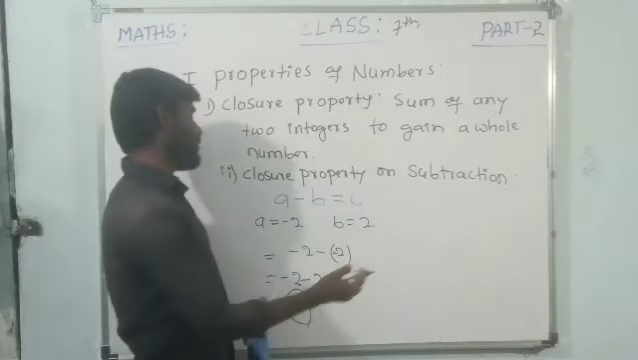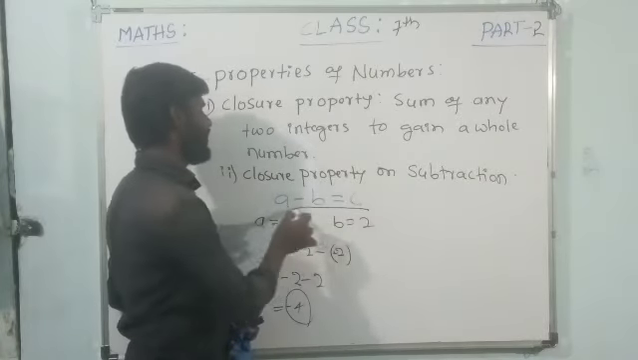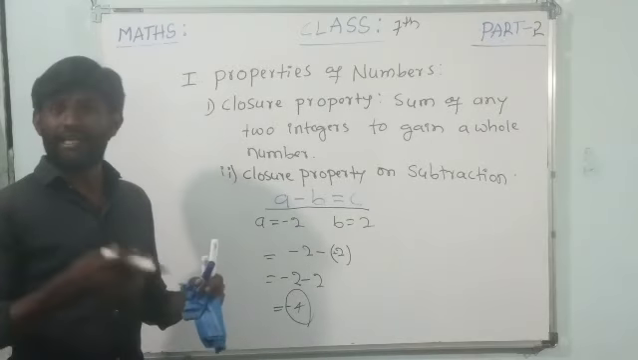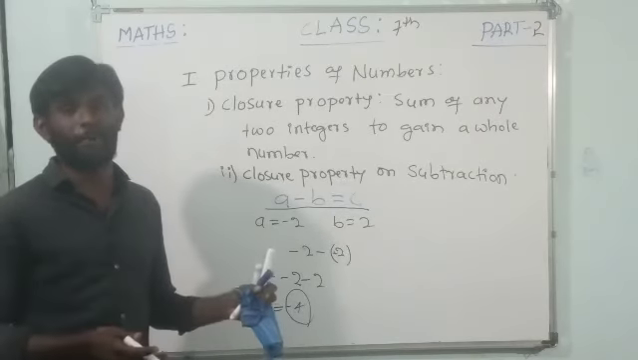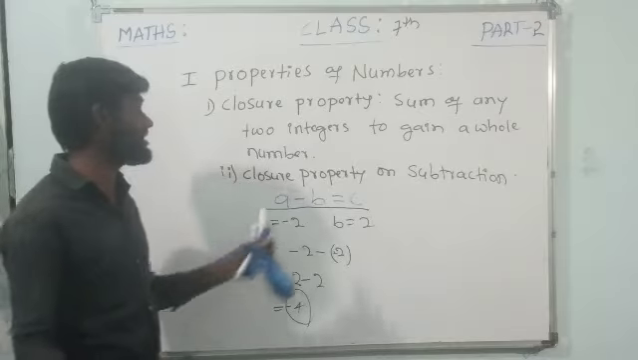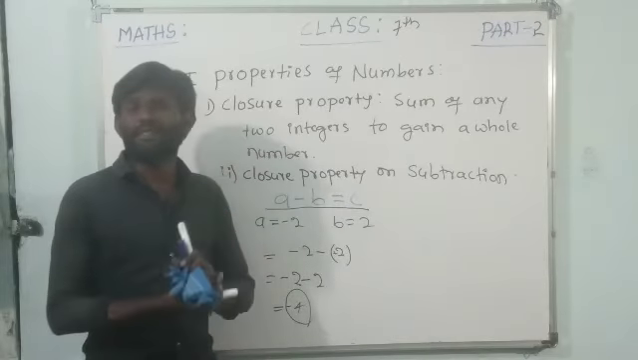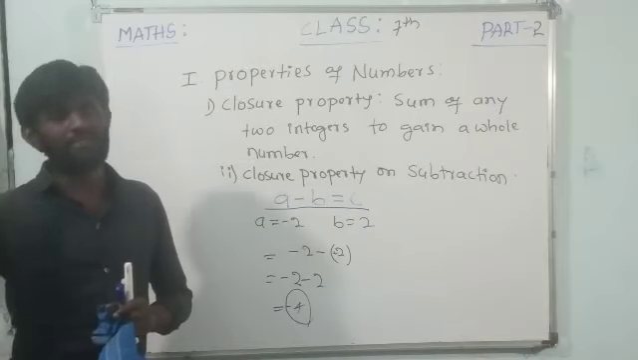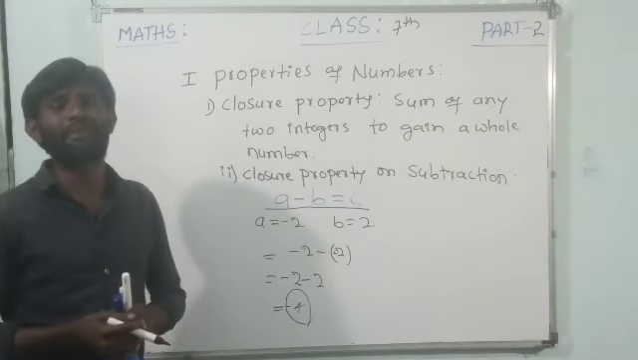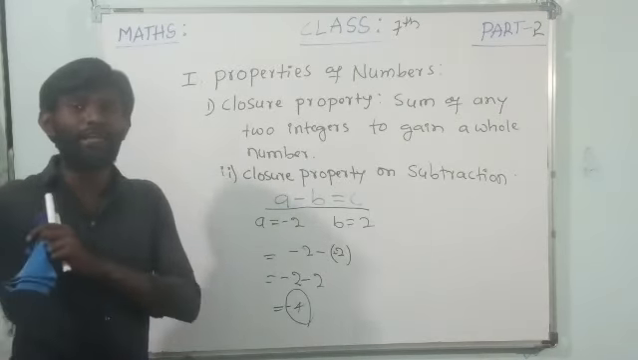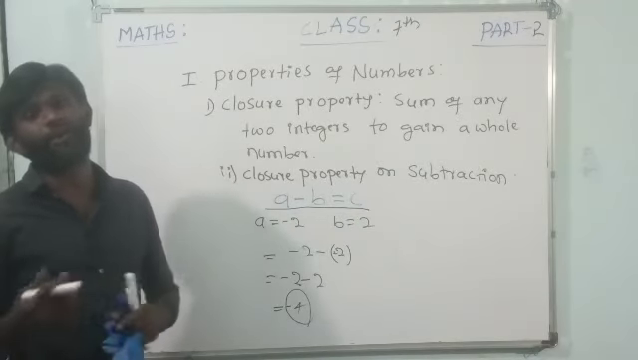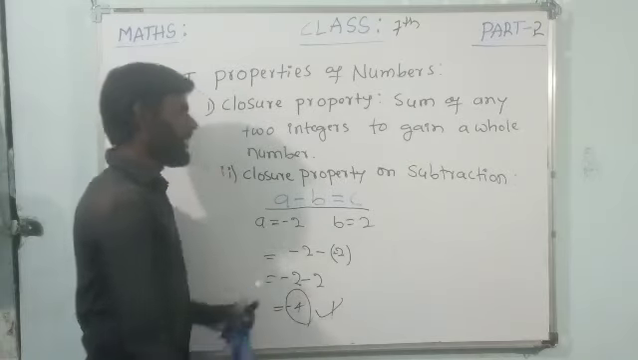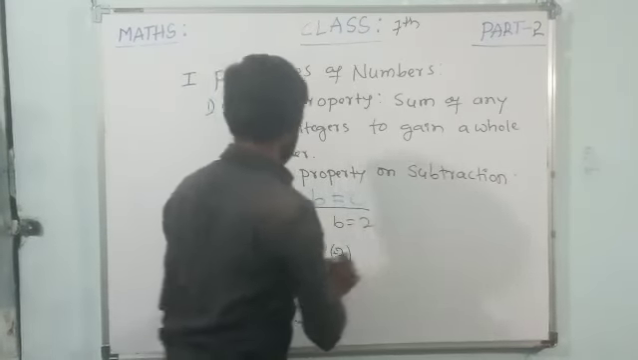In this case we have to say the sum of any two integers, not only positive, not only negative. It may be positive or it may be negative. The sum of any two positive integers is a whole number. Whole numbers are the number set which begins with 0 until infinity. Is minus 2 a whole number? No. Again, I will show you example 2.